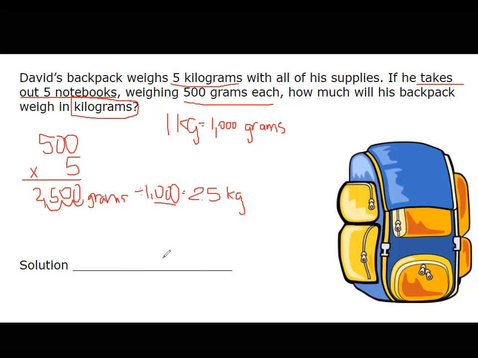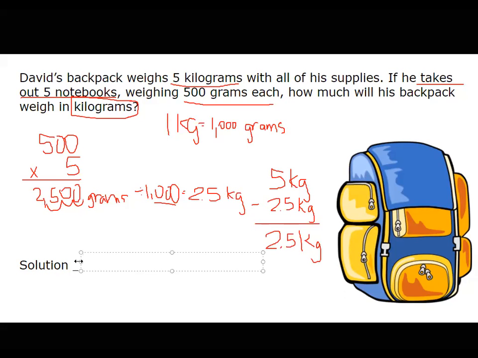So that is how much weight was taken out of his backpack. So if he started with 5 kilograms and he removed 2 and 5/10 kilograms, which is, yep, that's half of that amount. So that means he will have 2 and 5/10 kilograms left in his backpack. So for our solution, how much will his backpack weigh in kilograms? 2 and 5/10 kilograms.